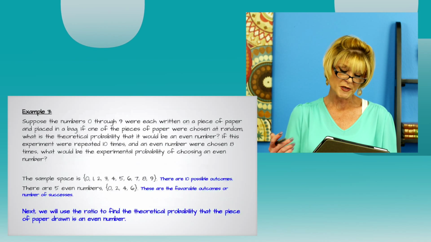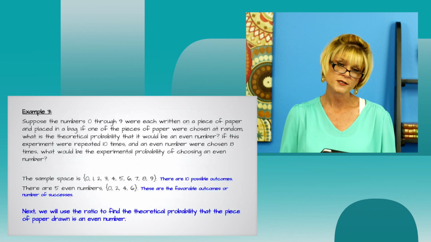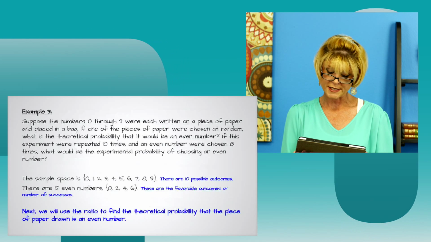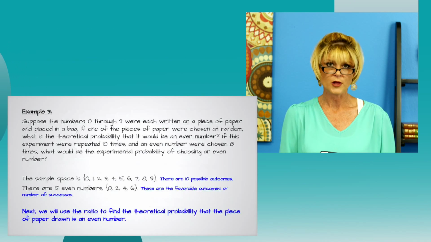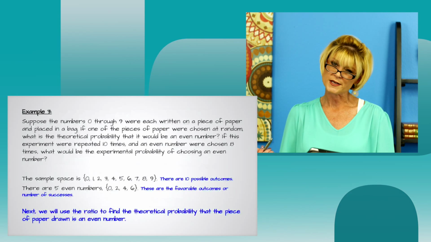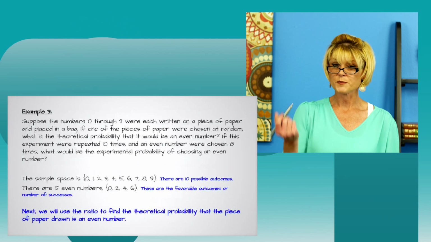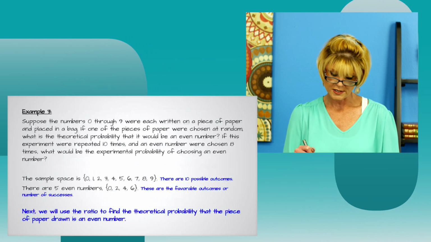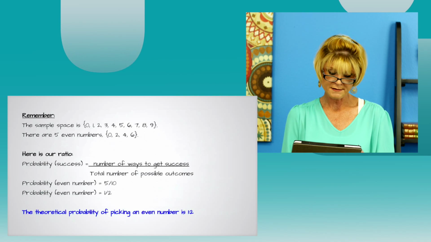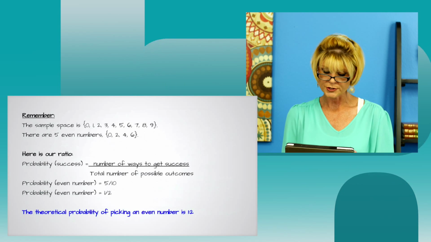Okay, so our sample space is 0 through 9. So there's 10 possible outcomes. There are 5 even numbers, 0, 2, 4, 6, and 8. Those are our favorable outcomes or our successes. So next, we're going to use the ratio to find the theoretical probability that the piece of paper drawn is an even number. Remember, our sample space is 0 through 9. There are 5 even numbers.